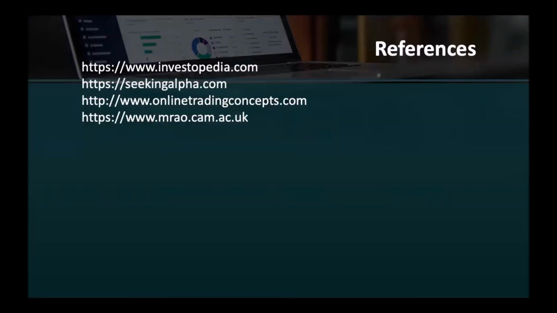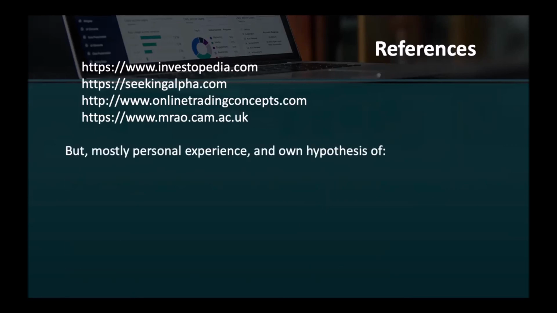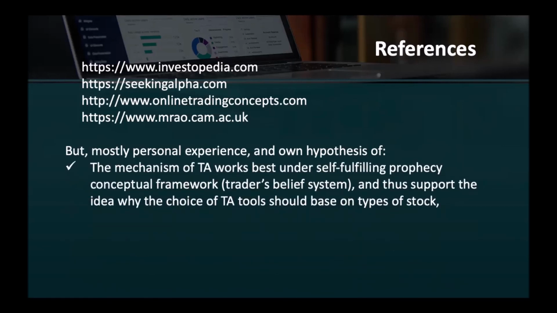Okay. Most of my references are from these websites: Investopedia, Seeking Alpha, which is about option trading, then an online trading concept site, and MRAO, a UK website. But mostly it is from personal experience and my own hypothesis that the mechanism of technical analysis works best under the self-fulfilling prophecy conceptual framework, which is the trader belief system. This supports the idea of why the choice of technical analysis tool is based on the type of stock.